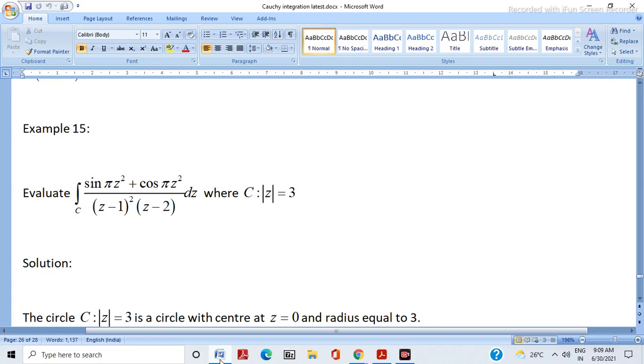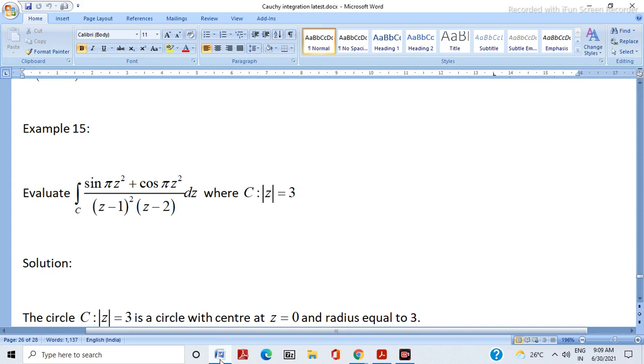We should find the point at which the function f of z is not analytic. Then we should check whether that point is interior to C or exterior to C. If it is exterior to C, the function will be analytic inside C. Then we should apply Cauchy's integral theorem, and the integral will directly become 0.